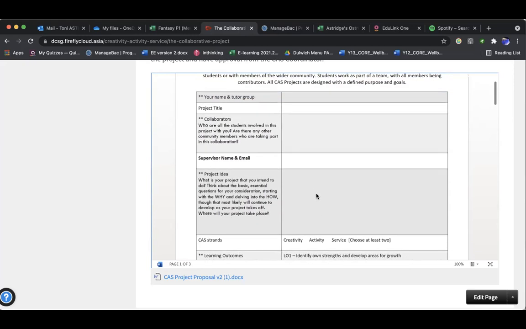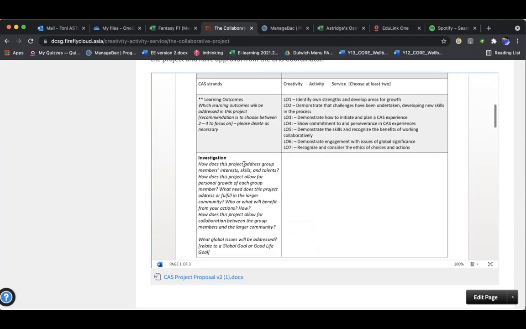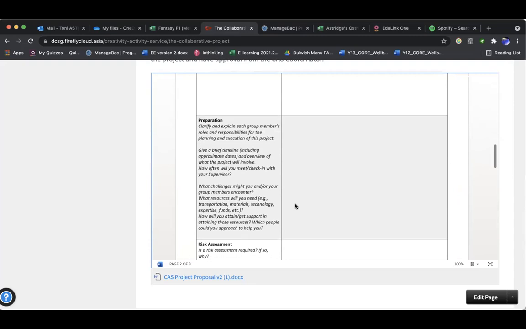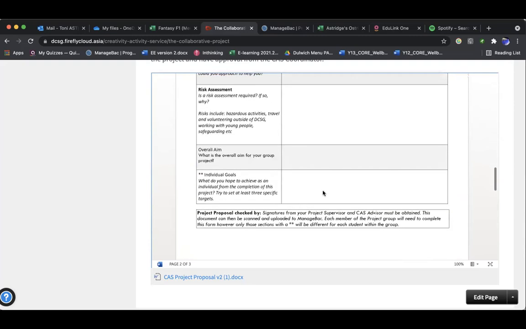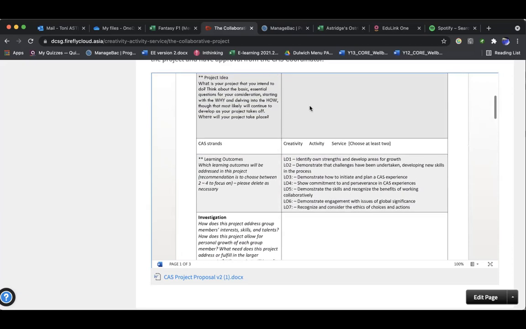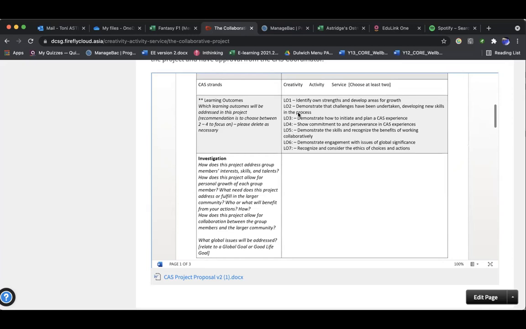The main reason this proposal needs filling in is it allows you to show me that you have done some of the stages of the CAS cycle. So you have done some investigation, you have thought about the preparation, what you need to be doing, who your supervisor is, any problems, you have your individual goals. You can tell me who is doing what job within the project. So you've got those specific things.